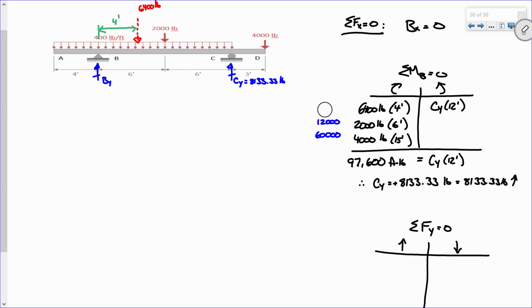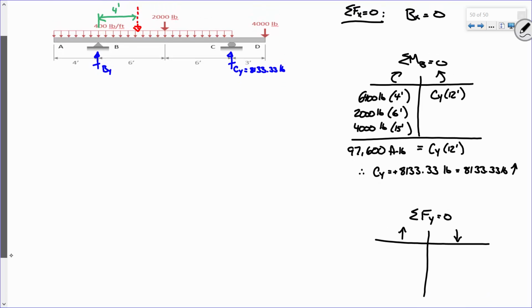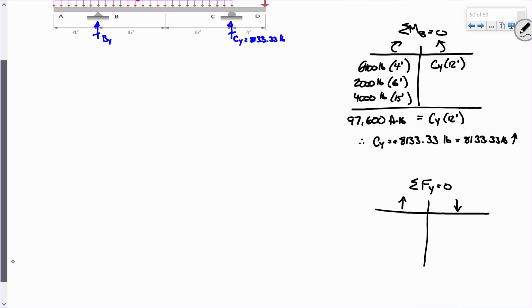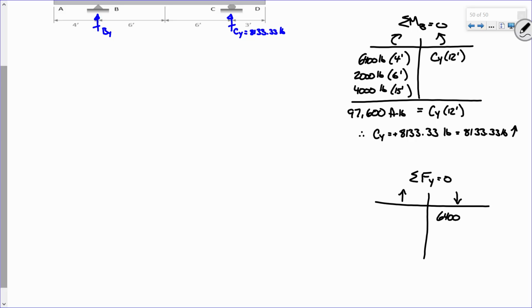I'm going to erase this because we're going to need some space here in a second. Okay. So to sum forces in the y direction, we just need to start tallying stuff up. So what do I have going down? I got 6,400, 2,000, 4,000, right? Make sense? What do I have going up? Well, I've got BY, and I got CY, but I solved for that.